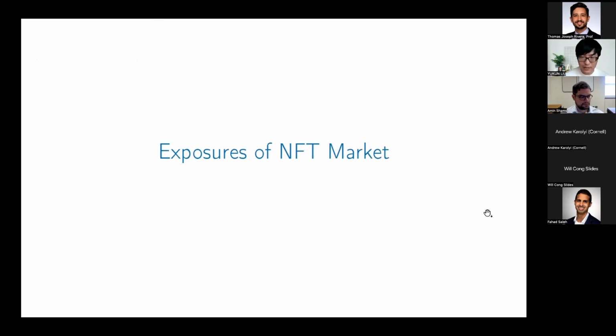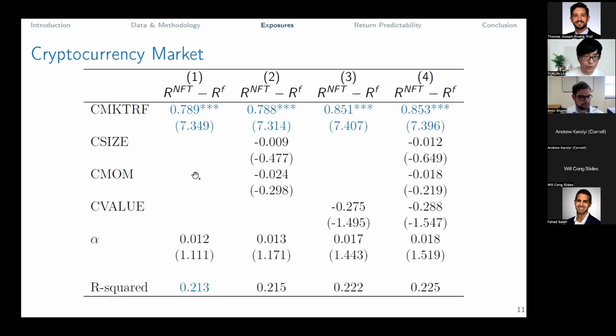So let's first look at how the NFT market is different from other markets, such as the normal cryptocurrency markets. If you regress the NFT market on the cryptocurrency 3-factor model, and also put in the value factor, what you find is that the other factors really have no exposure at all, but it does have some exposure to the cryptocurrency market, with an R-square of about 21%.